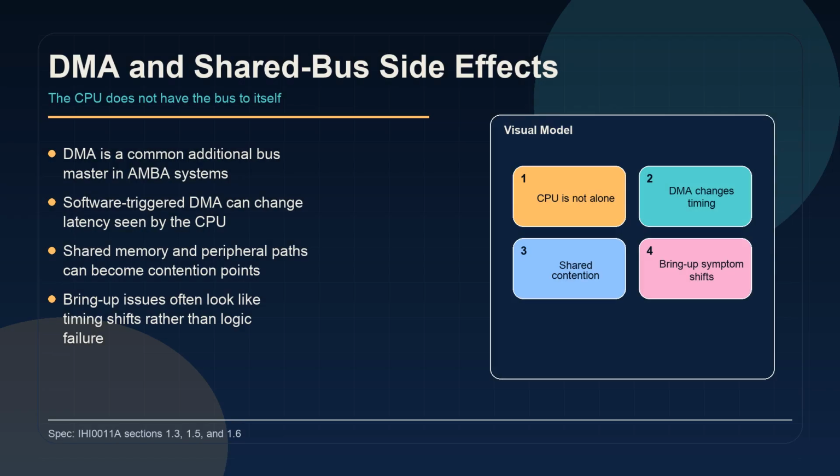Software teams also need to remember that the CPU is not the only active master in the system. DMA can compete for bandwidth, change latency, and expose corner cases around shared memory or shared peripheral paths. In bring up, these issues often present as timing-sensitive behavior rather than as clean, repeatable logic faults.